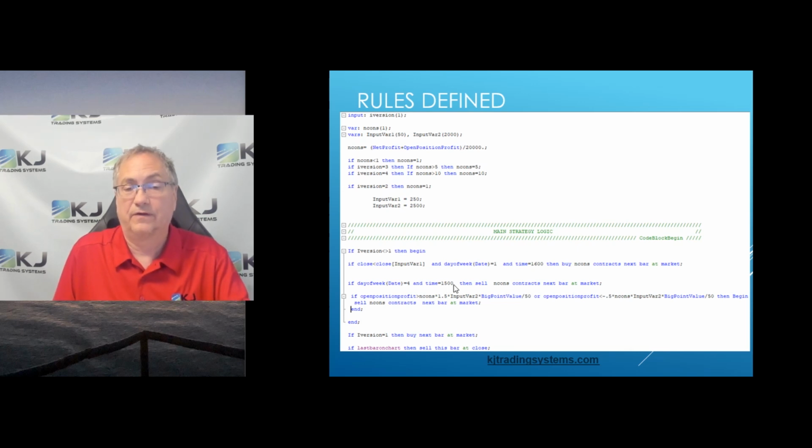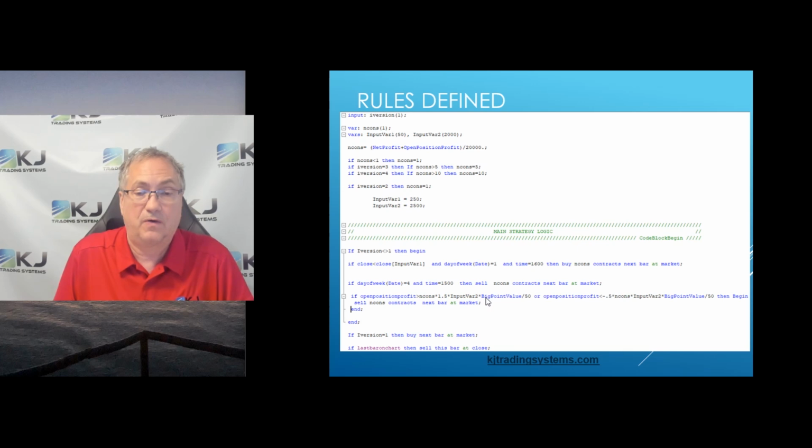So it'll sell on Thursday towards the end of the day. And those are the two main rules, and then there's also one if it makes a certain amount of profit, which in this case is 1.5 times 2,500, it will exit, and if it loses $1,250 per contract. And that's for the ES.